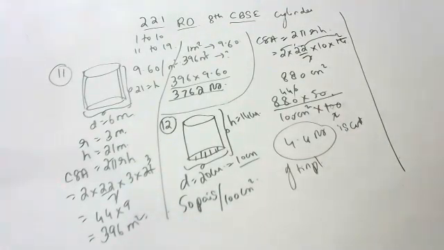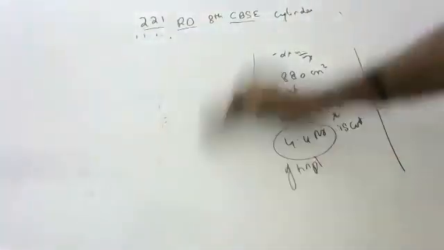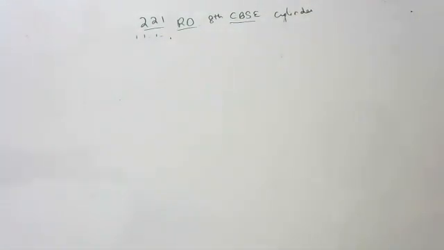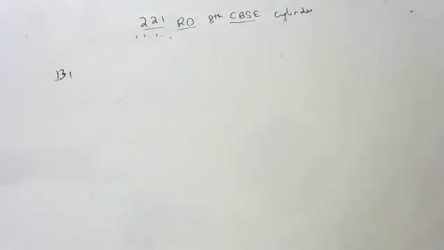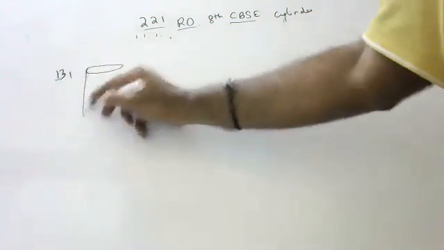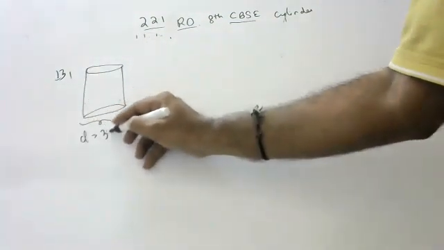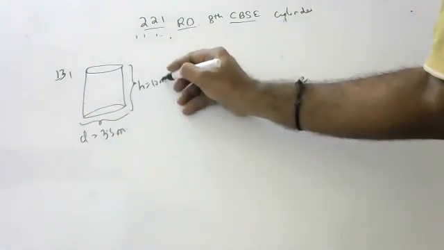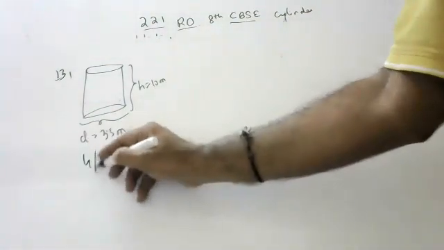Okay, next one. Nandika, are you there? Yes, sir. 13th sum. The inner diameter of a circular well is 3.5 meters and it is 10 meters in depth. Find the cost of plastering the inner surface at the rate of 4 rupees per meter square.